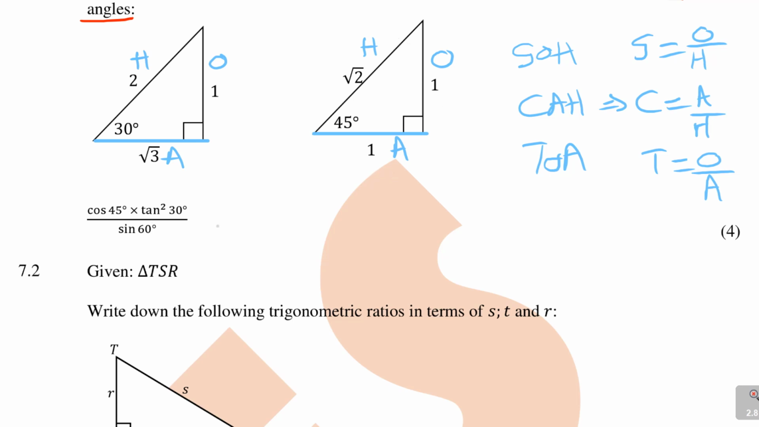Now let's solve this. Cos 45, there is the 45 triangle, and you know cos is A over H. So what is my A? It's 1 over 2, times tan squared. This is what you do: put a bracket first and put a squared outside. So it's tan 45, which is 1 over 1. Perfect. And then over, let's go to sine 60.